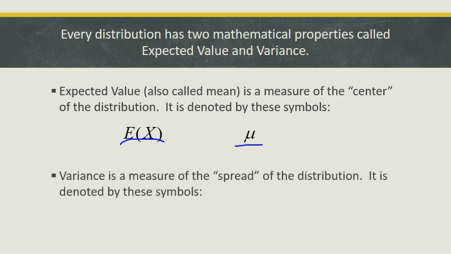Variance is a measure of the spread of the distribution, so it tells you something about the likely distance between numbers. There are two commonly used symbols for it, V of x and the Greek letter sigma squared.